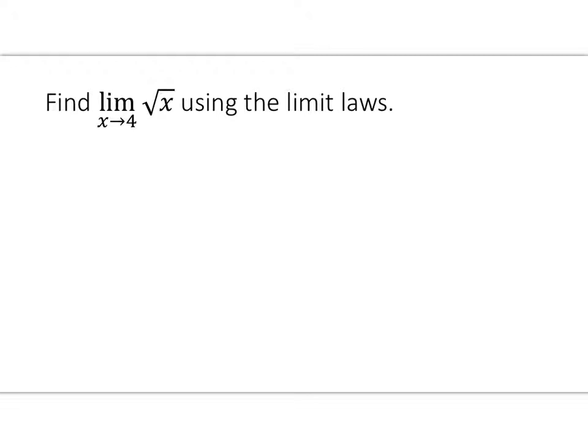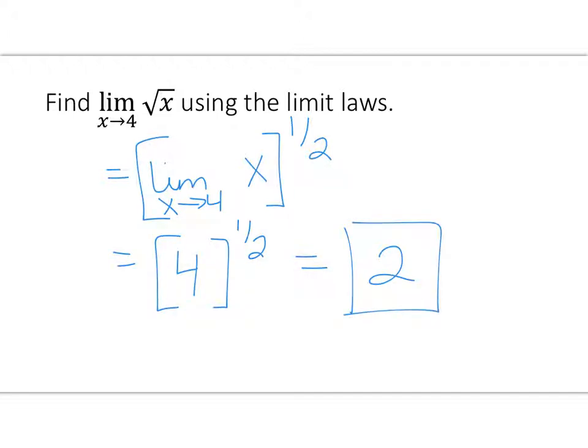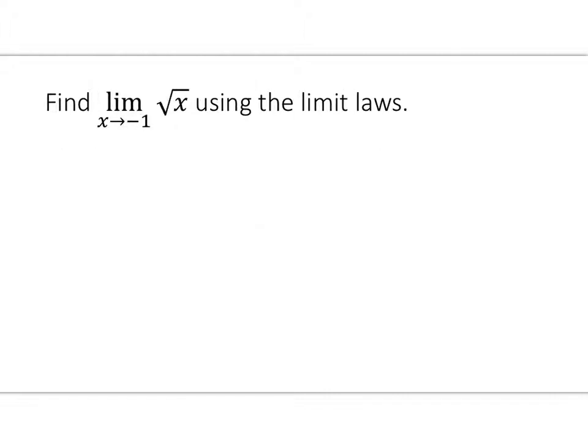So find the limit as x approaches 4 of the square root of x. So remember, the square root is just an exponent. So really, we can rewrite this as the limit as x approaches 4 of x, and then raise that to the 1/2 power. So the limit as x approaches 4 of x is just 4, and then I raise that to the 1/2 power. And so this limit is equal to 2. And again, here I just rewrote it so we could see it. We took the radical onto the outside.